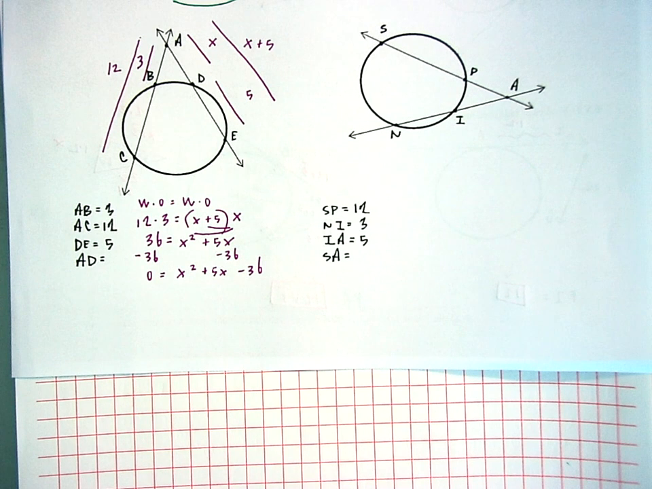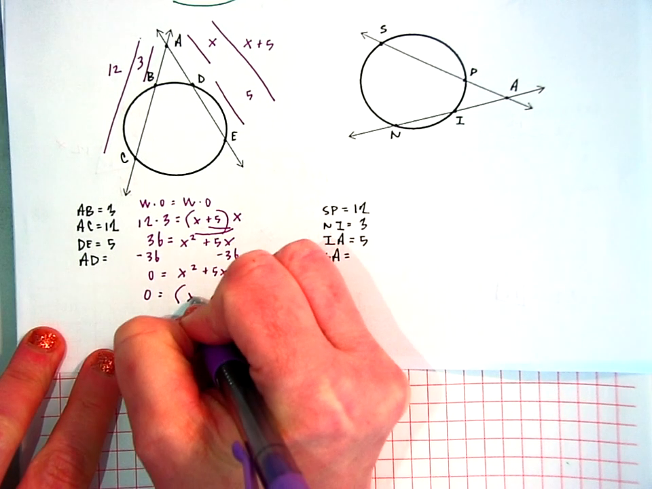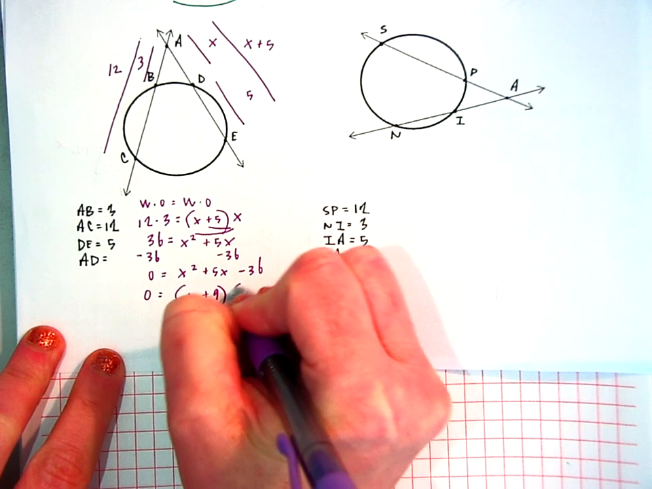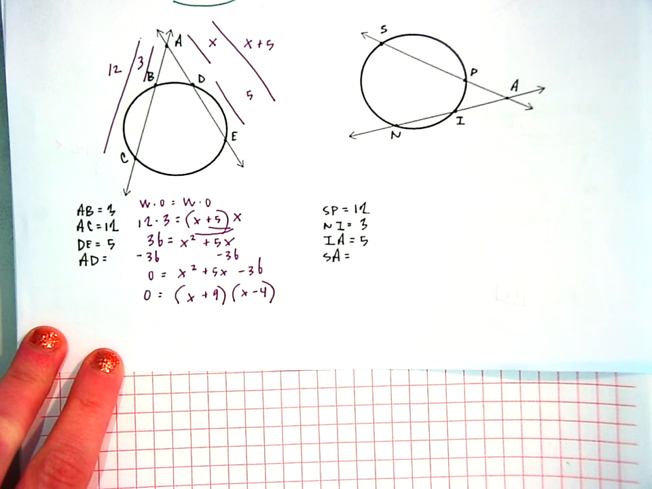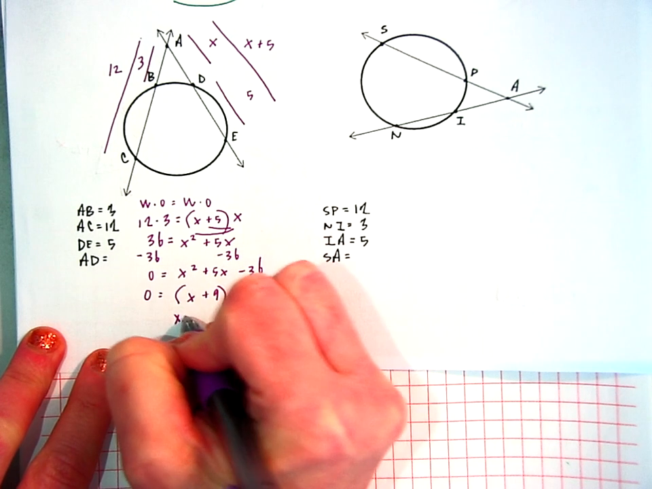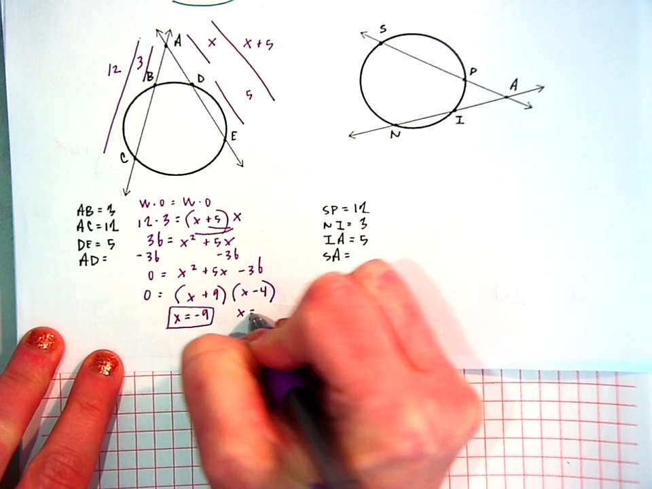Okay, then unpause. This is going to factor into X plus 9 times X minus 4. And if I set each factor equal to 0 and I solve, I get X equals negative 9, and I get X equals positive 4.